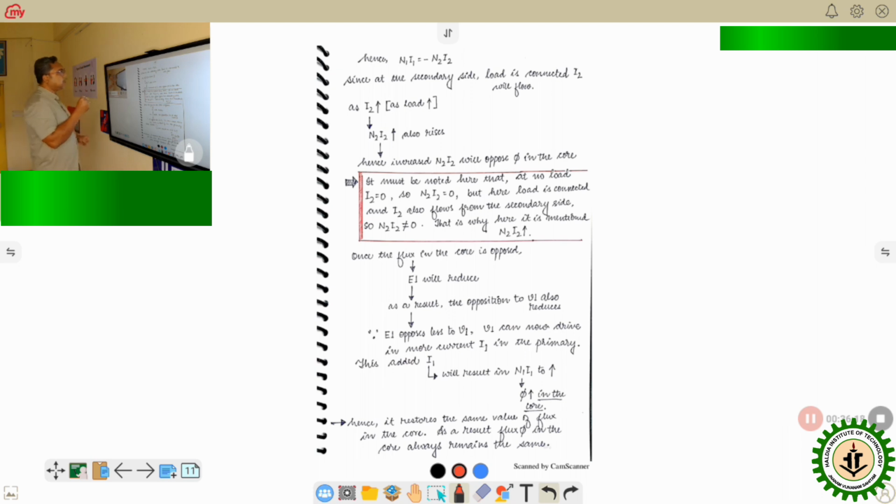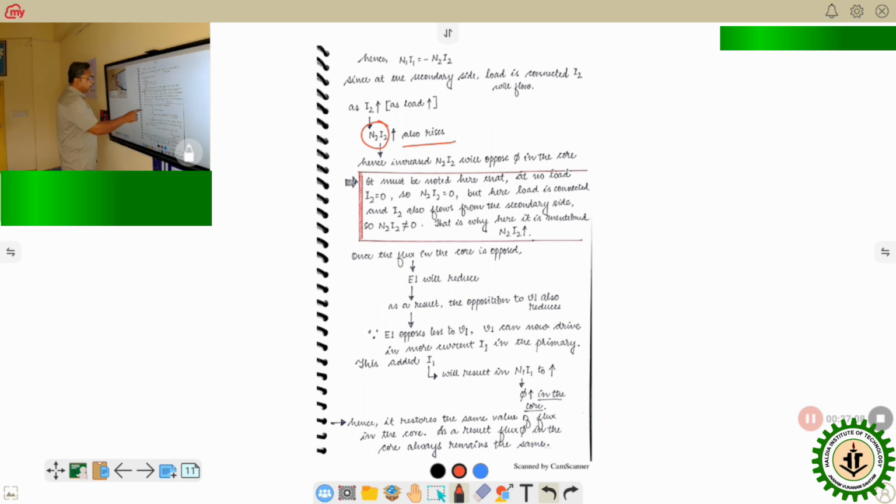Now, what will happen if the secondary side load is increasing? Load increasing means the current flowing in the secondary side is increasing. If there is a demanding load, more loads are utilized, like bulb, TV, fridge, apparatus connected in our household circuit. If we connect too many apparatus, where is the current coming from? Obviously from the transformer side. So if load is increased, I2 current will rise. If I2 current rises, secondary MMF I2 N2 will also rise.